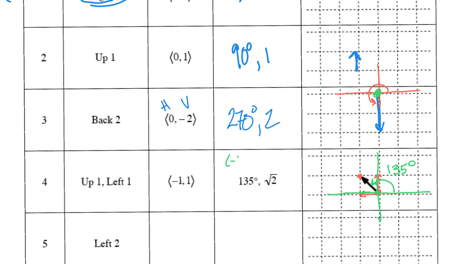So this is going to be -1 squared plus 1 squared equals c squared. So 1 squared is 1, -1 squared is 1, 1 plus 1 is 2, square root both sides. So we get the square root of 2. All right, let's take a look at the next one.